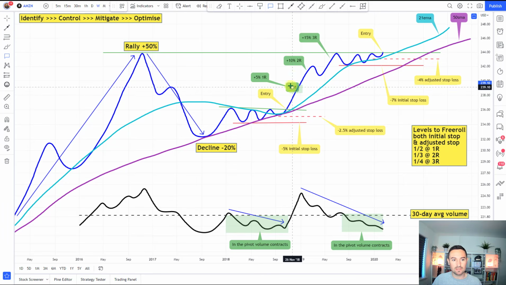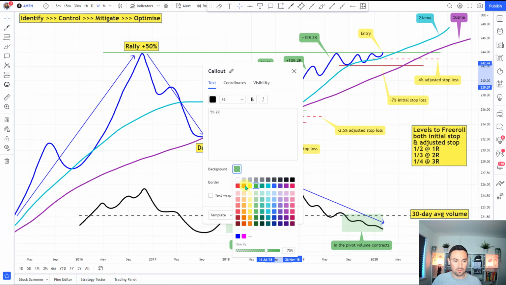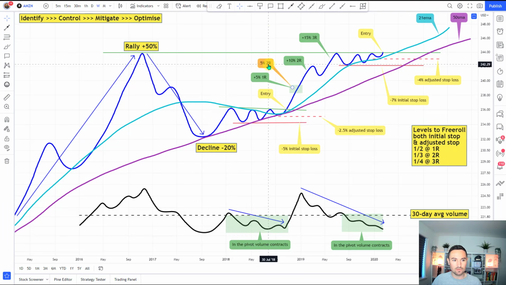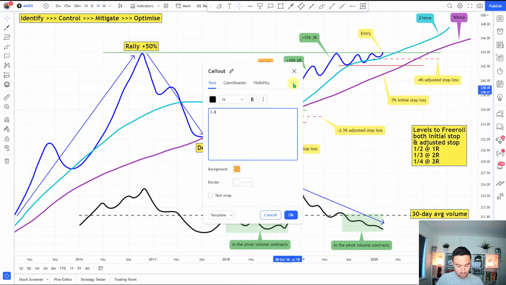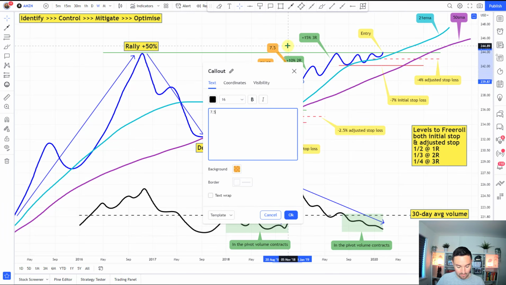Now if we do this in here, this is going to be 5% again, but this is now going to be 2R. Let's change this to orange so it really stands out. That would be a 2R. In here, this is going to be 2.5%, which is going to be a 1R. So let's start moving these a little bit, pull that down, something like that. And then this one here is going to be 7.5%, which is going to be 3R.